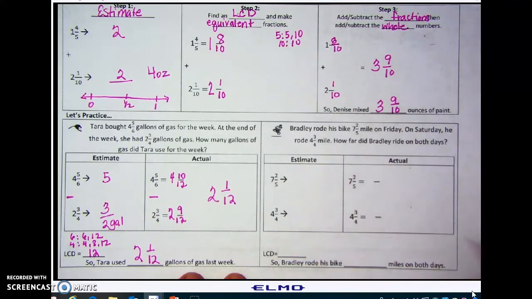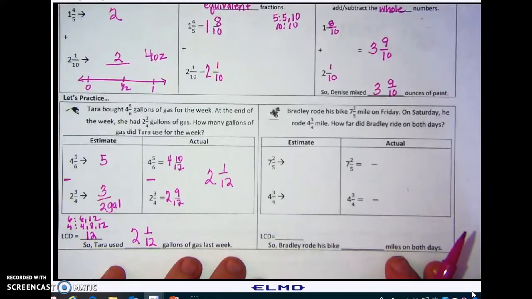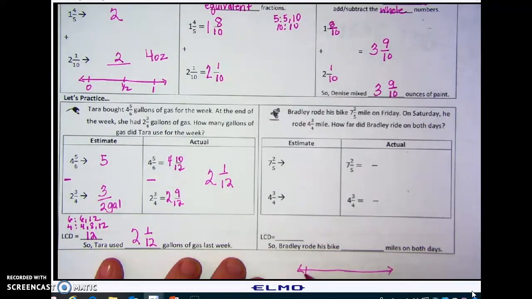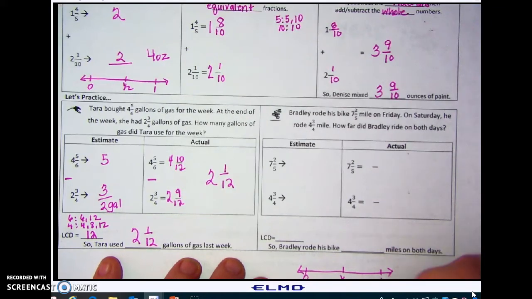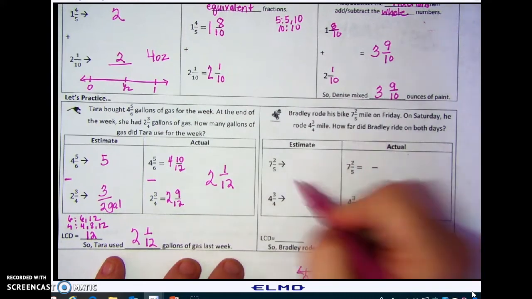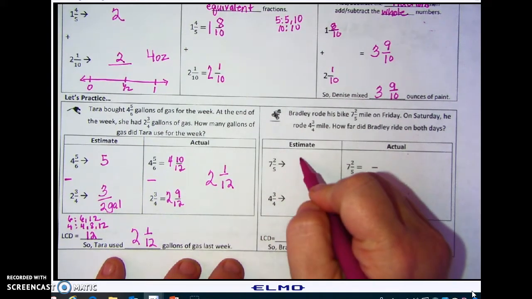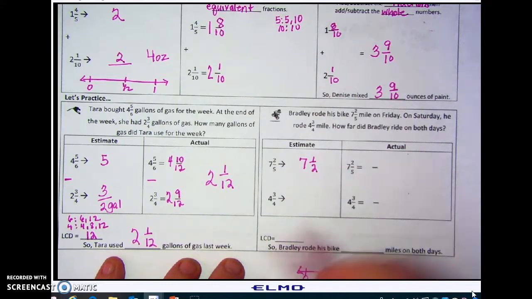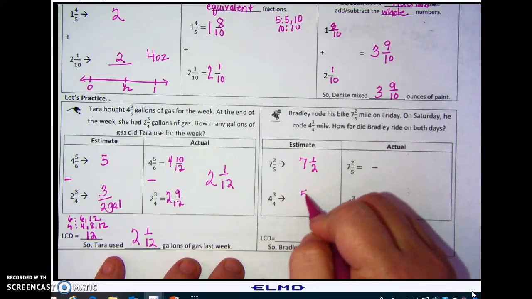Well, 7 2/5, I'm going to think about what this looks like. If I have 0, I have 1/2, and I have 1, so this would be 5/5. And if you think about it, half of 5/5 is going to be between 2 and 3, isn't it? So we're going to go ahead and round this to 7 1/2. And 4 3/4 is going to go to 5.